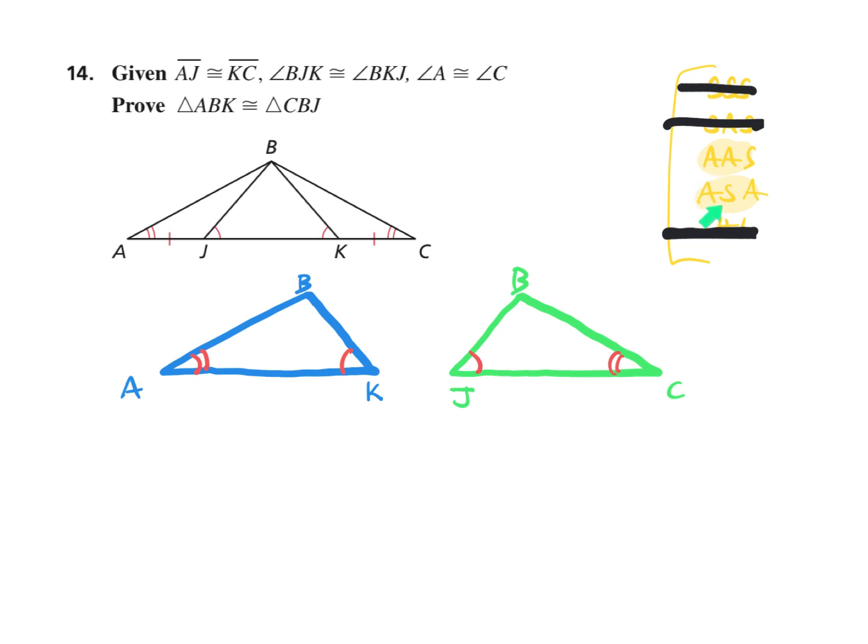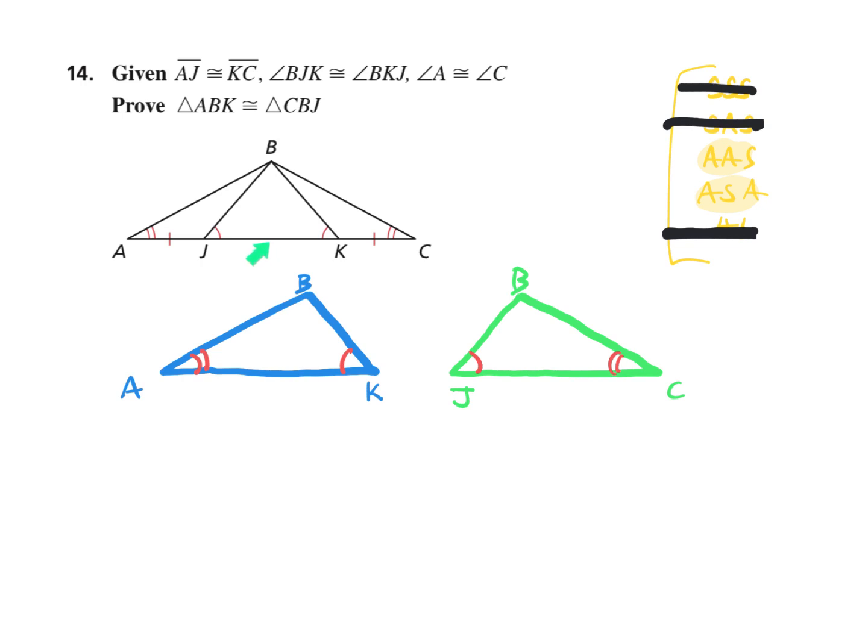All right, so if we can get a side that's not included between these angles, like side BK and BJ, or BA and BC, then we'll use the AAS theorem. Or if we can get a side that's included between the two angles, that is side JC is congruent to side AK, then we could use the ASA congruence theorem. So which one will it be, and how can we prove that we've got a pair of sides between these two triangles? As you try to think about how we're going to prove that we've got a pair of congruent sides, ask yourselves, have you used everything that's been given?